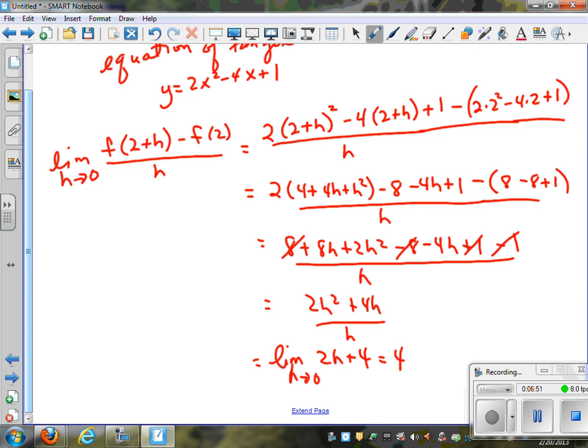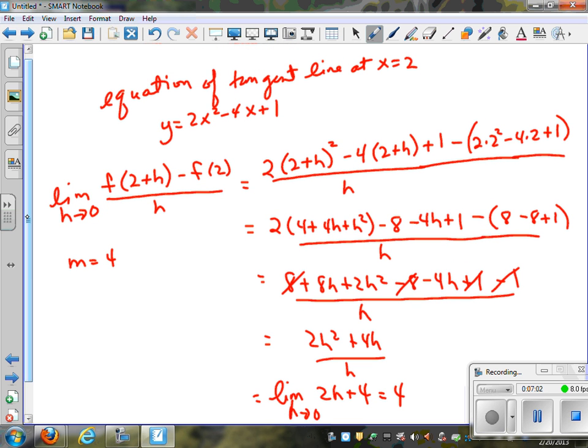Now, what does the 4 represent? So we know our slope. Do we know the point? Okay, we know the x value of our point. How do we find the y value? Plug it in up here. So y equals 2 times 2 squared minus 4 times 2 plus 1. Is that 1? So 2, 1. So now can we write the equation in that one? Yeah.